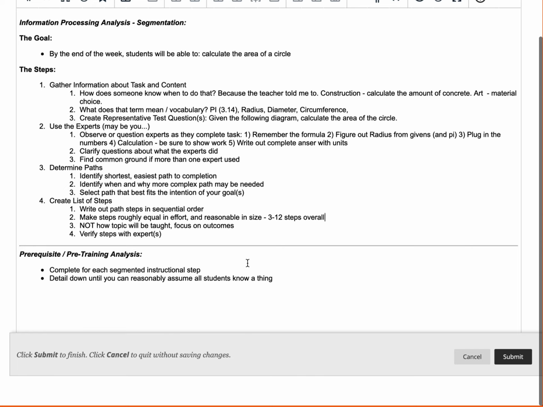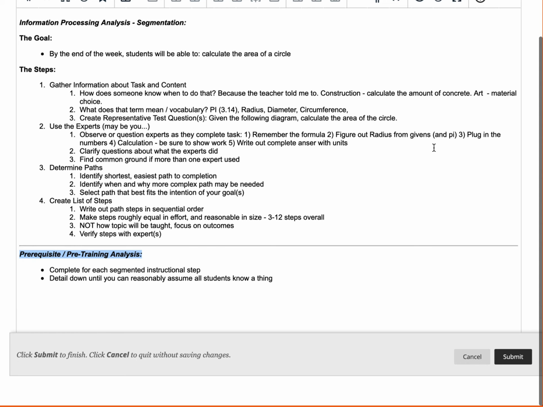All right, so the other piece of this, which is a smaller piece but is still important, has to do with the prerequisites and pre-training. So once you have your steps, the next thing you want to do is look at each step and ask yourself, are there things that the student needs to know before this step will make sense to them?